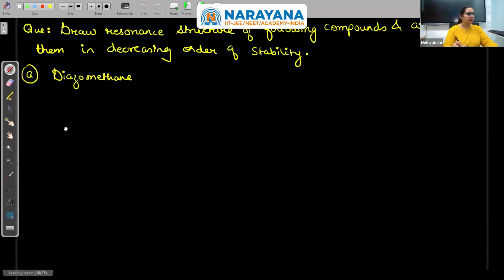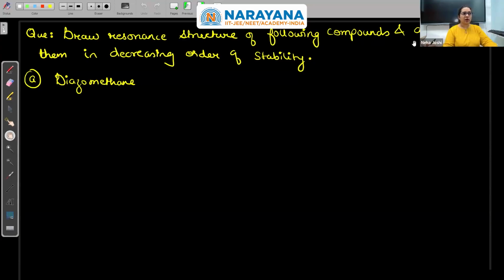Okay, moving further: draw a resonance structure of the following compounds and arrange them in decreasing order of stability. If you people have registers, please draw it. It is an extremely important question. If you have any rough notebook or anything with you, please draw. Don't look at the screen. Meanwhile, I will also draw, and then you check. You have to also arrange them in decreasing order of stability. So I'll draw, you draw in your notes. Diazomethane.